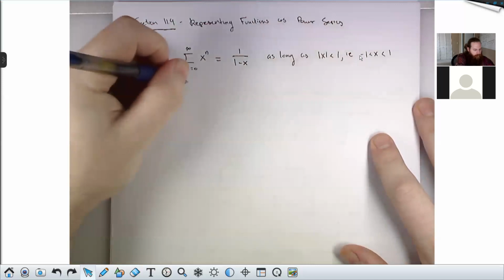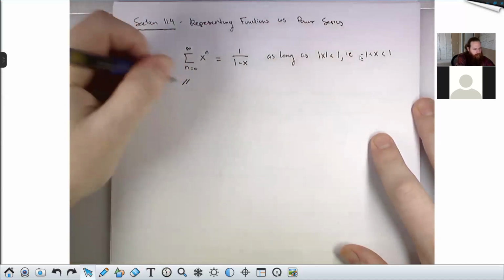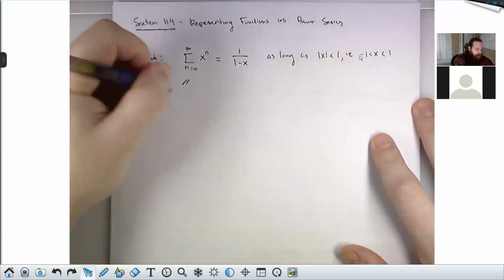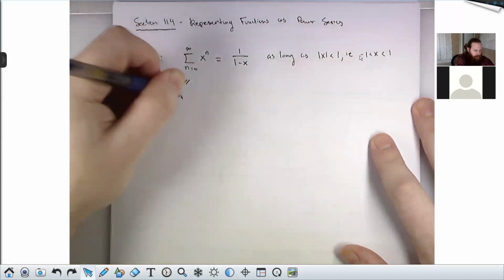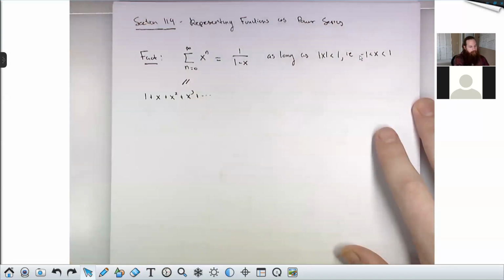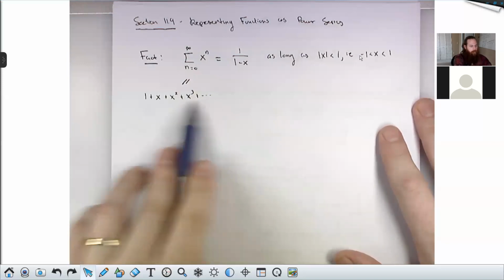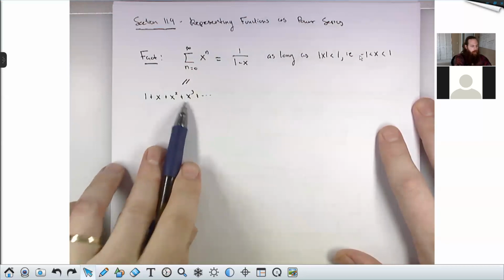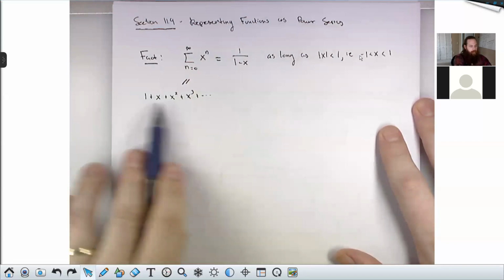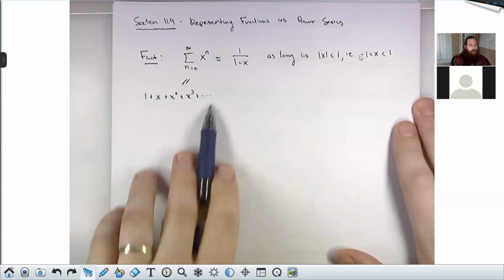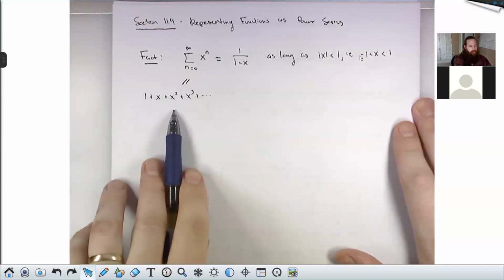Quick thought. This guy, remember, is the polynomial. It just goes on forever. 1 plus x plus x squared plus x cubed, and so on. So differentiating this thing is easy. I just differentiate each piece according to the power rule. Integrating this thing is easy. I just integrate each piece according to the power rule. All the good stuff you want to do with functions is pretty easy to do to this.